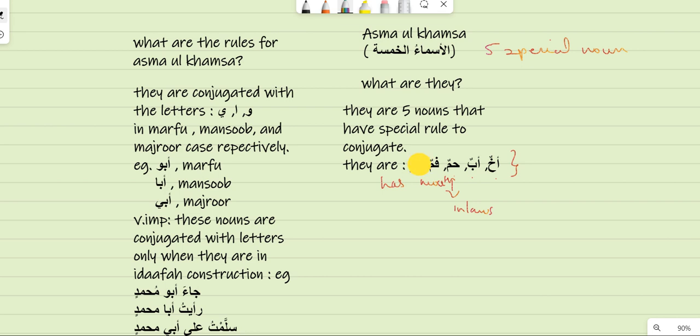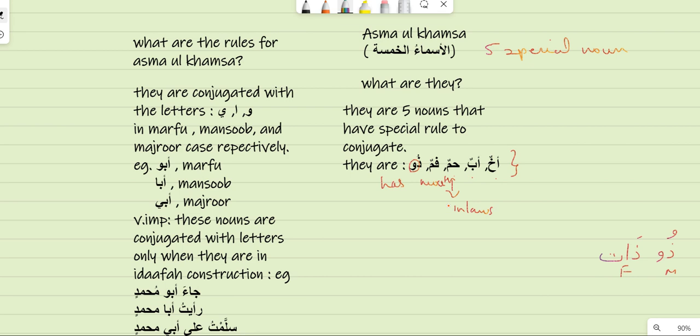And when it's a vowel, know that it's for male. Now, this is extra information, but I'll just go through it quickly. Dhu is for male and that comes for female. Okay. But these are all from the Asma ul Khamsa. This is for female and male. And we will be doing the conjugation for dhu, and akh, ab, ham and fam and dhu. These are the five nouns that we'll be dealing with.